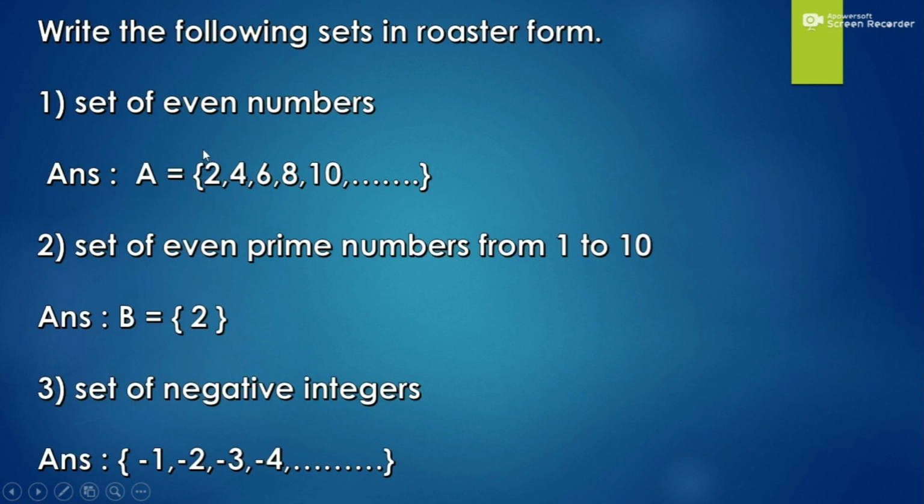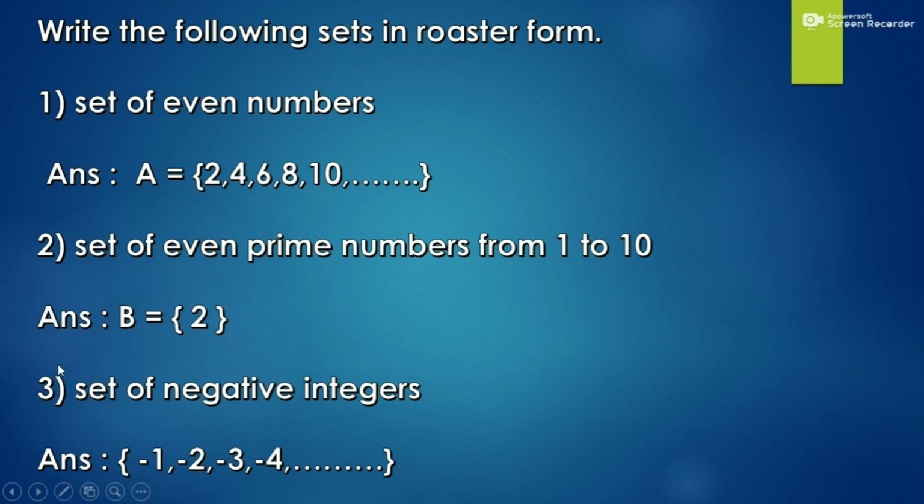Now, today in this video we are going to discuss some problems based on the roster form. Write the following sets in roster form, that means listing method. First, the set of even numbers. Answer: A is equal to, even numbers start from 2, 4, 6, 8, 10 up to infinity. Therefore we can put here 2, 4, 6, 8, 10 and dot dot dot up to infinity.